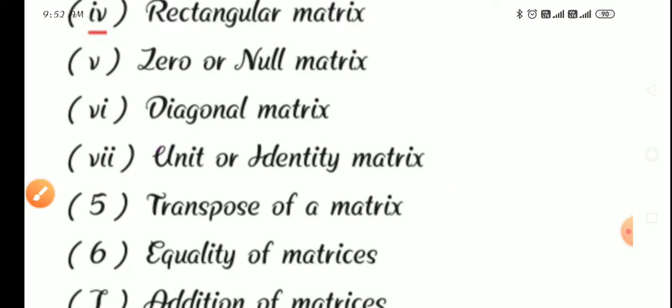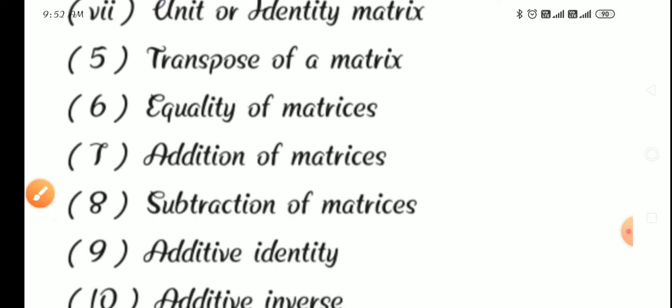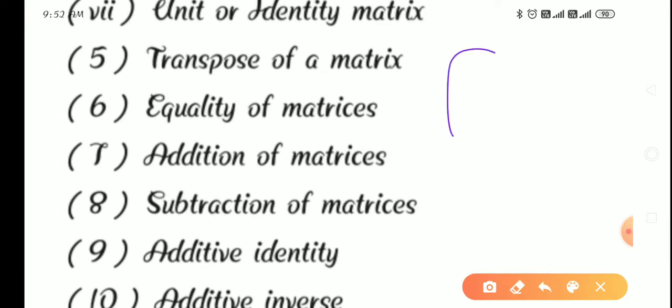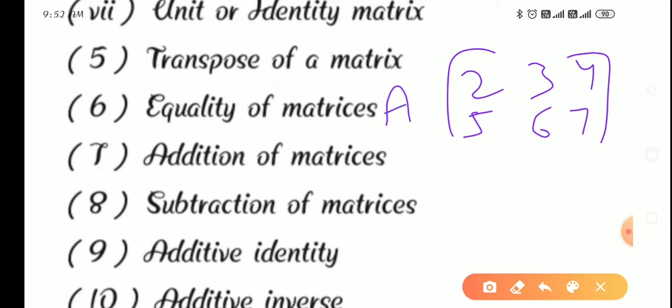Transpose of a matrix. What is the transpose of a matrix? Very easy point. Suppose that you are having 2, 3, 4, 5, 6, 7, one matrix you are having. If you interchange rows and columns, then it will become the transpose of this matrix. Suppose this matrix is denoted by capital A. So its transpose will be denoted by A dash or A T. Like this you can take.